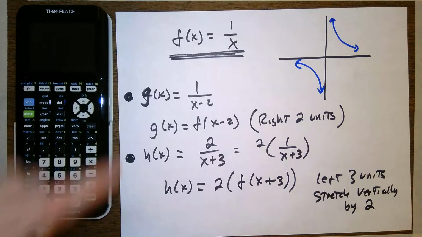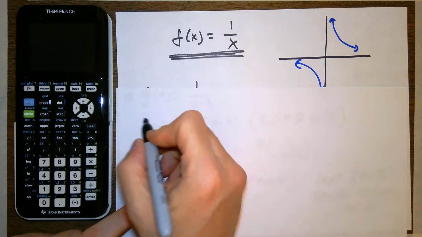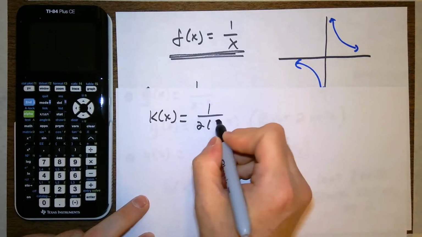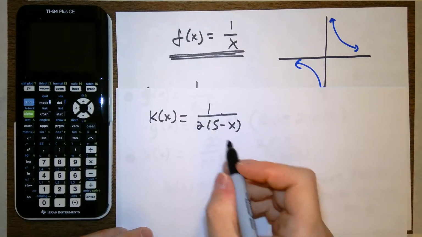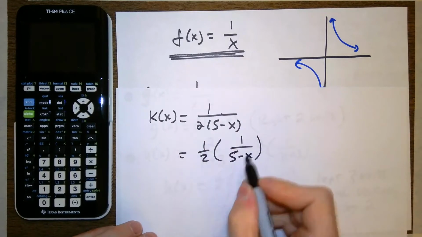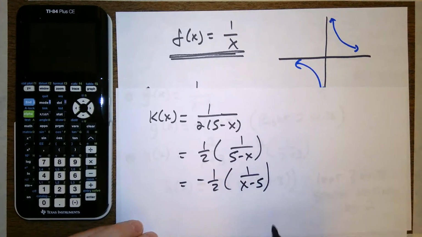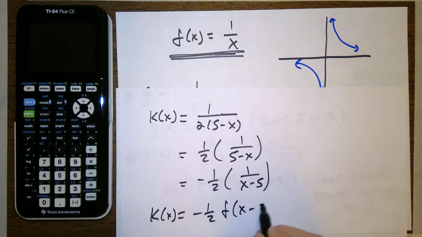Let's take a look at another function. Keeping the same one, I'm going to put the next paper over top here. Suppose I've got k of x equals 1 over 2 times 5 minus x. If I factor out the 1/2, I have 1 over 5 minus x, then factor out a negative and put it out front: 1 over x minus 5. Compared to f of x, k of x is the same thing as negative 1/2 of f of x minus 5.